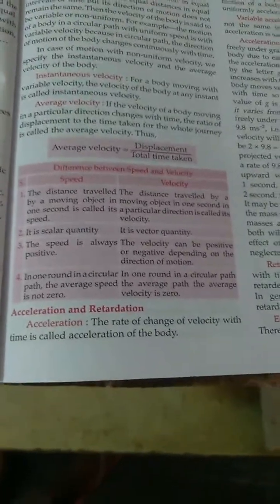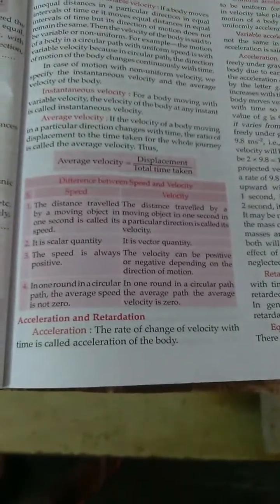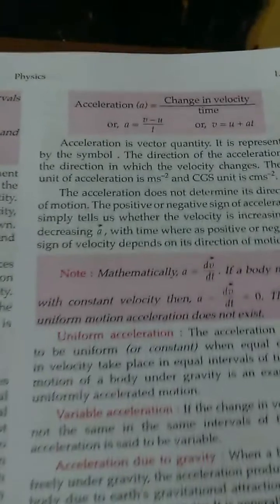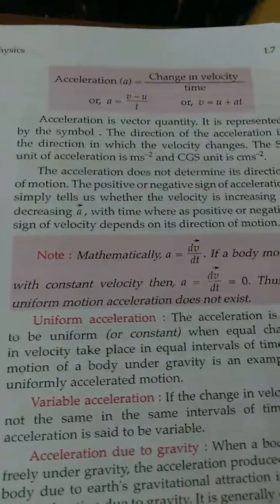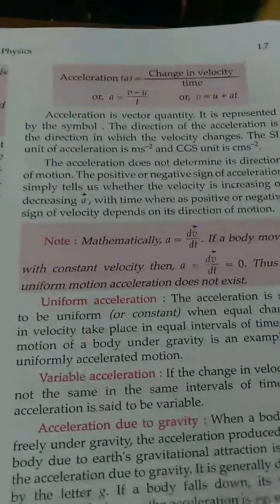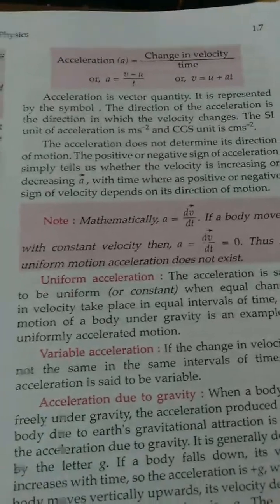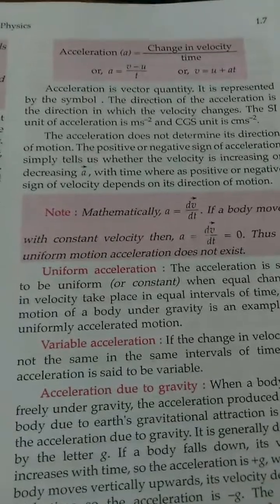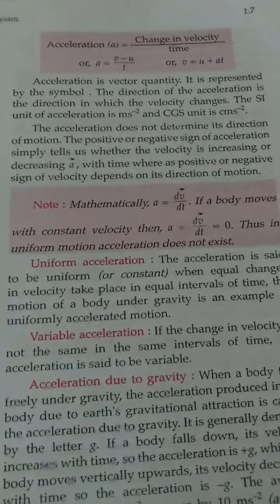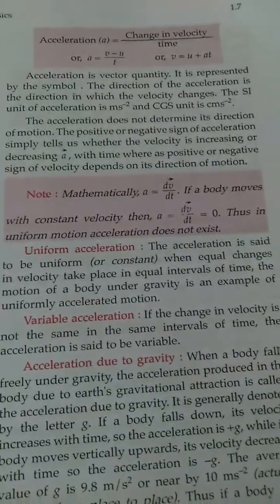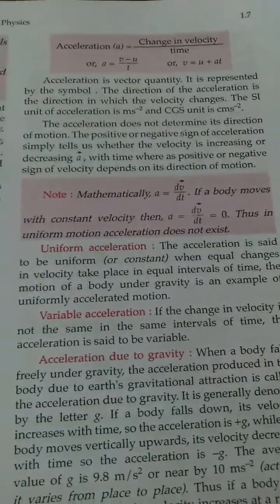Acceleration and retardation. Acceleration: the rate of change of velocity with time is called the acceleration of the body. Acceleration equal to change in velocity divided by time, or a equal to v minus u by t, or v equal to u plus at. Acceleration is a vector quantity. It is represented by the symbol a. The direction of the acceleration is the direction in which the velocity changes. The SI unit of acceleration is meter per second squared and CGS unit is centimeter per second squared.